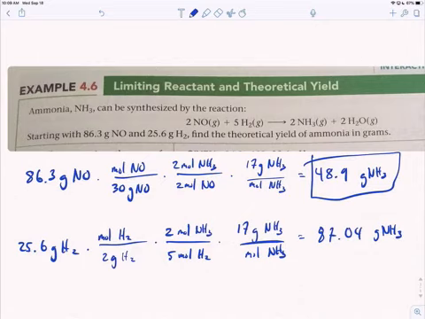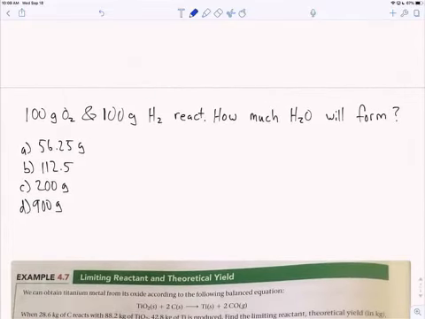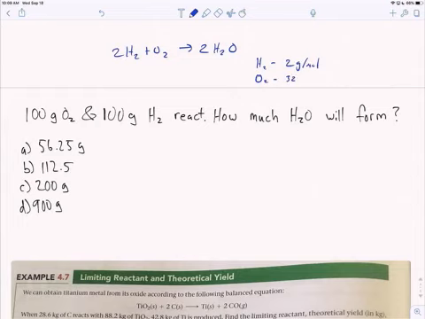Questions with this one? Okay. All right. Your turn. 100 grams oxygen and 100 grams hydrogen react. How much water will form? And I should balance the chemical equation for you: 2 hydrogens plus an oxygen makes 2 waters. Hydrogen is 2 grams per mole. Oxygen is 32 grams per mole.